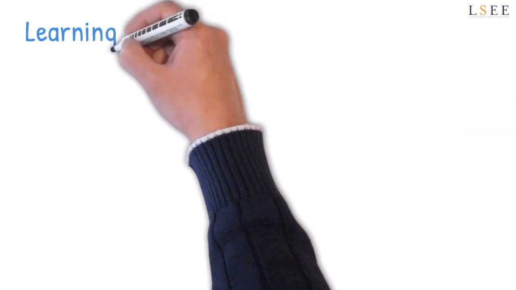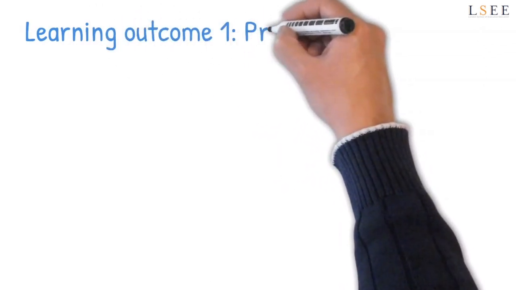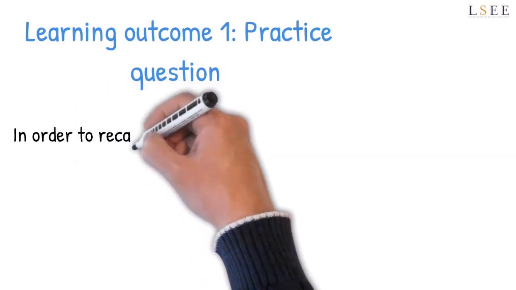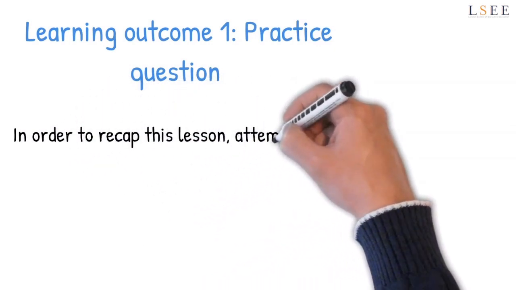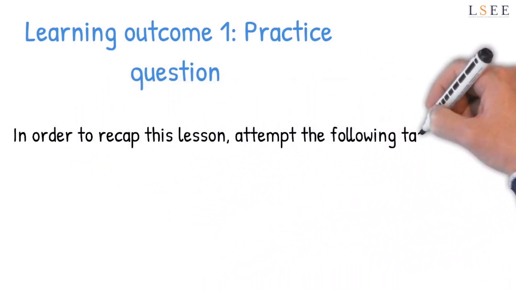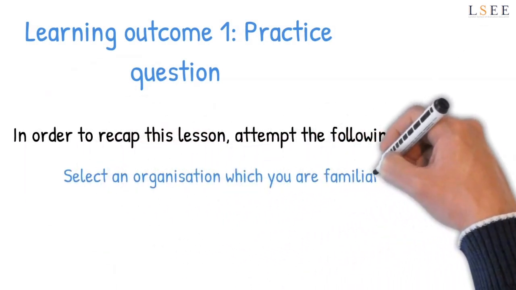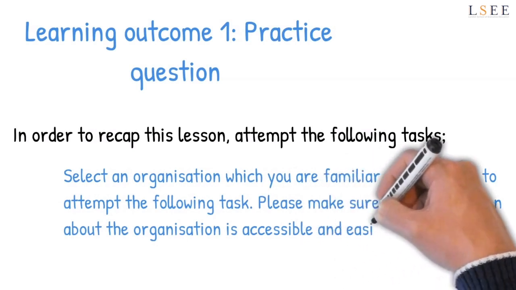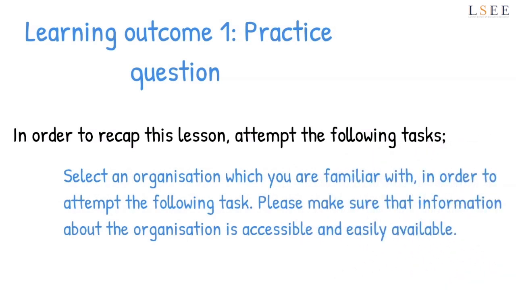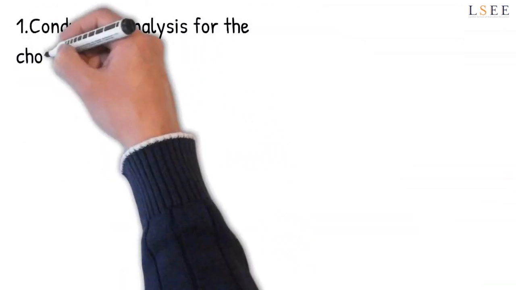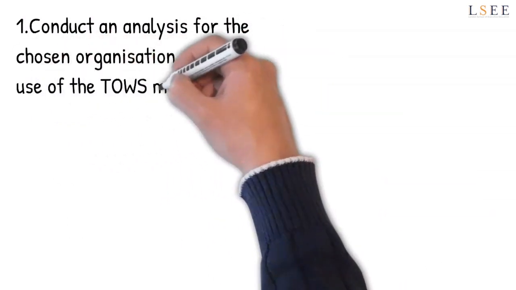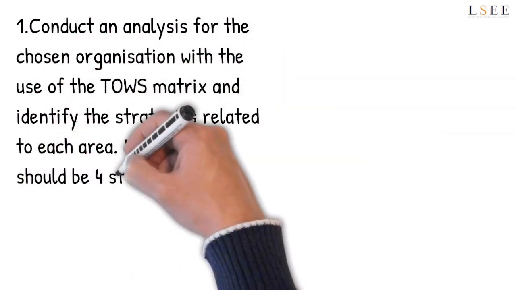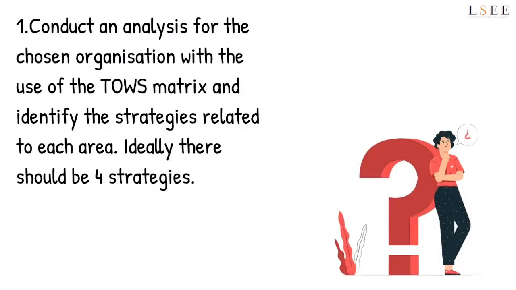Learning outcome 1, practice question. In order to recap this lesson, attempt the following tasks. Select an organization which you are familiar with, in order to attempt the following task. Please make sure that information about the organization is accessible and easily available. 1. Conduct an analysis for the chosen organization with the use of the TOWS matrix and identify the strategies related to each area. Ideally there should be 4 strategies.